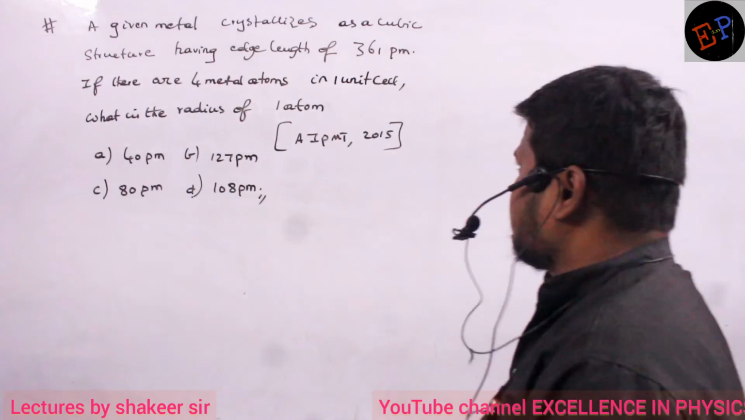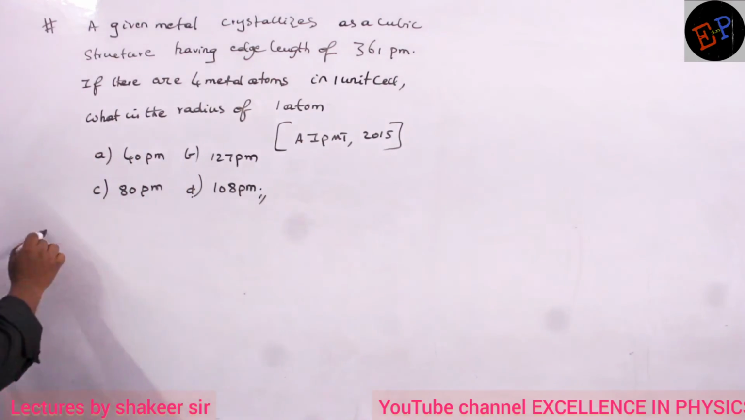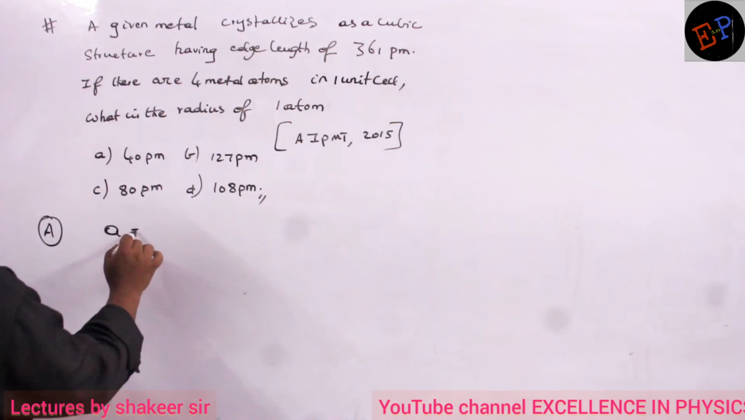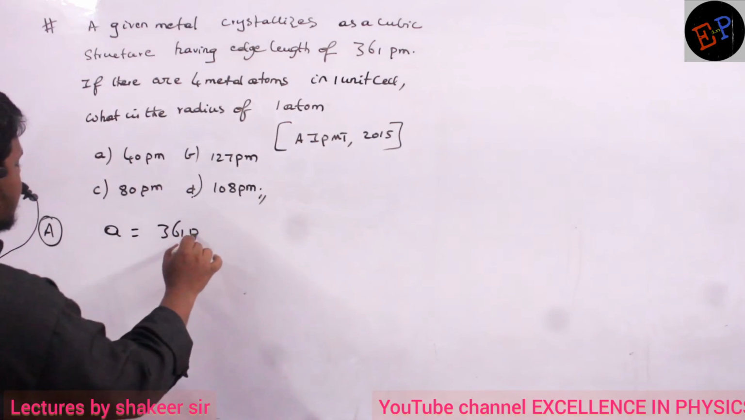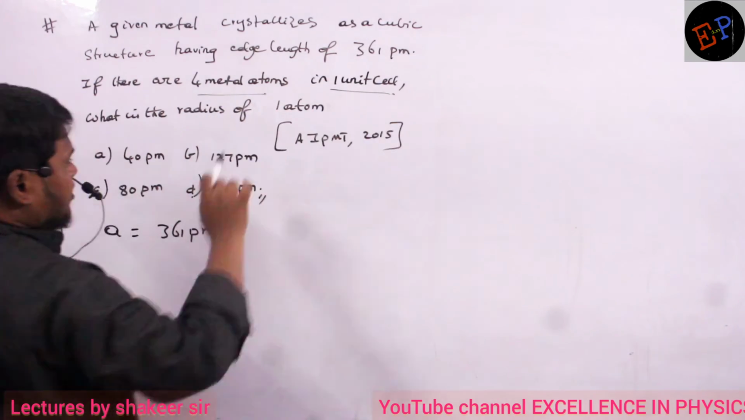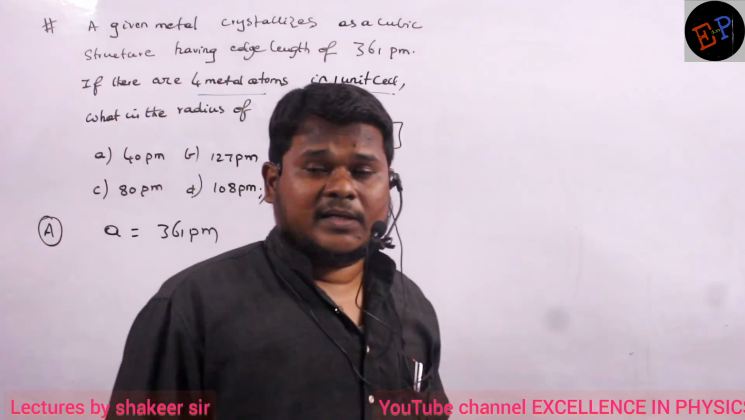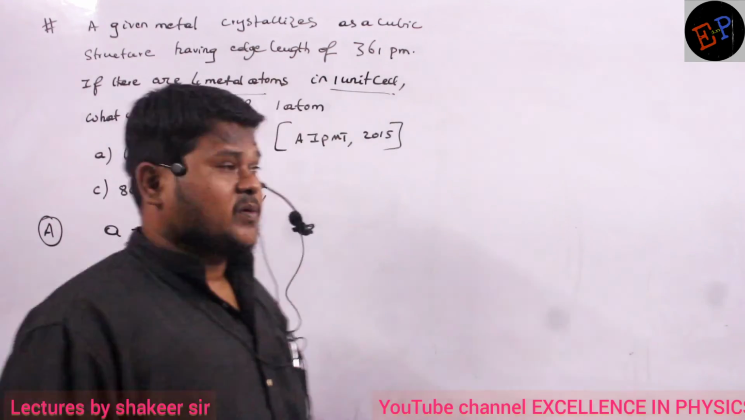A given metal crystallizes as a cubic structure having edge length. So, what is meant by edge length? Edge length is nothing but A, no? A value is 361 picometer. So, there are 4 metal atoms in unit cell. What do you understand by this one? PCC?